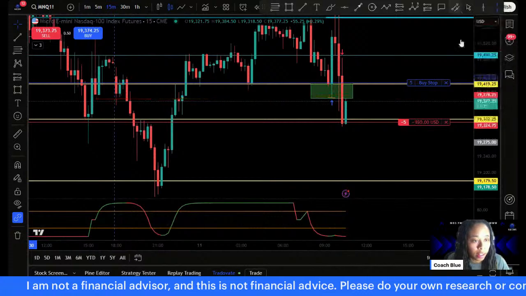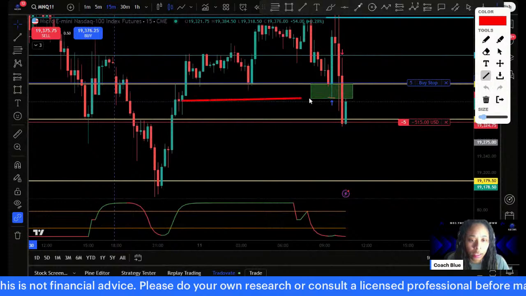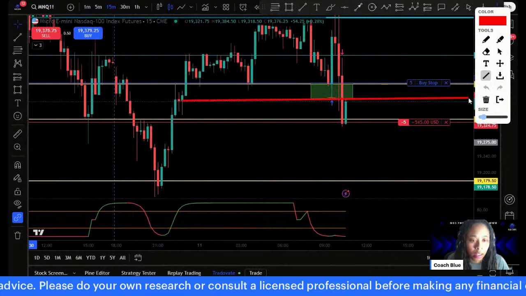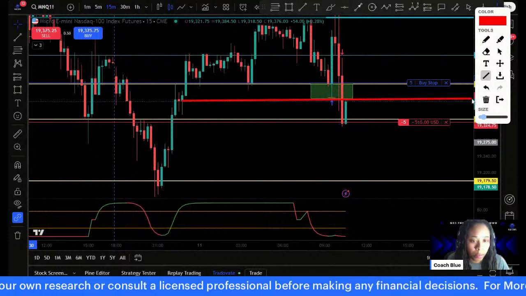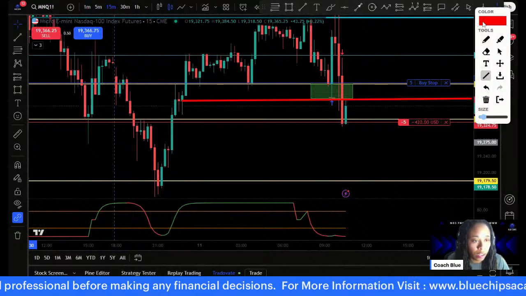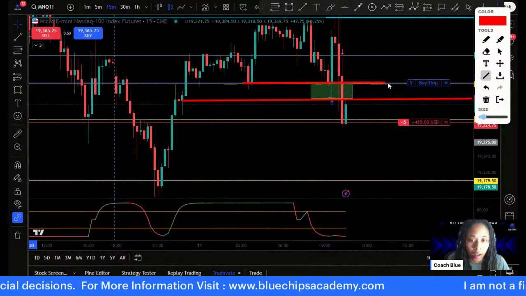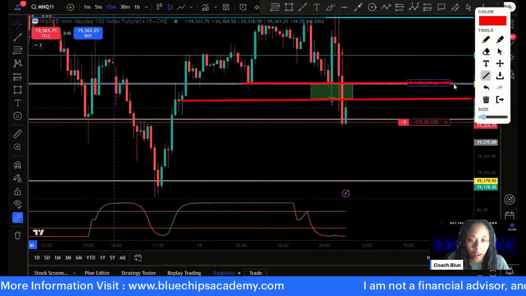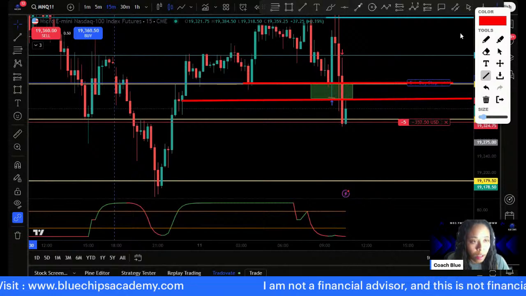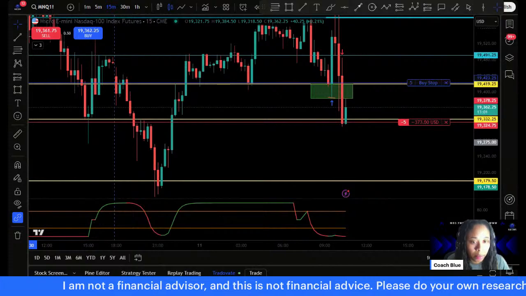Let me get a better line than that. This level of resistance here. Okay, we stay under there, we looking pretty good. All right, and then we have the second level, which is right here. Those are our two levels of defense right there. So let's see if price can hold.